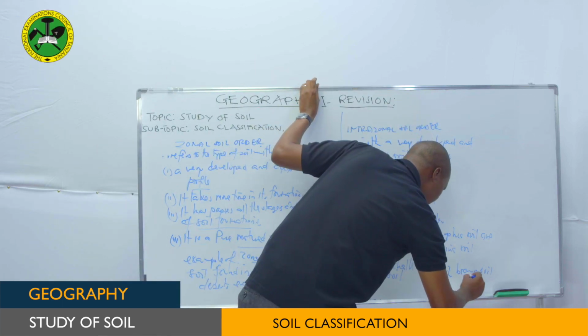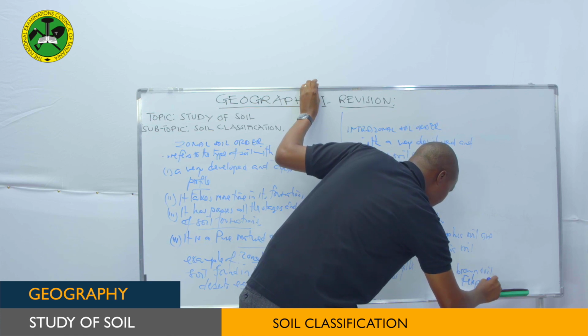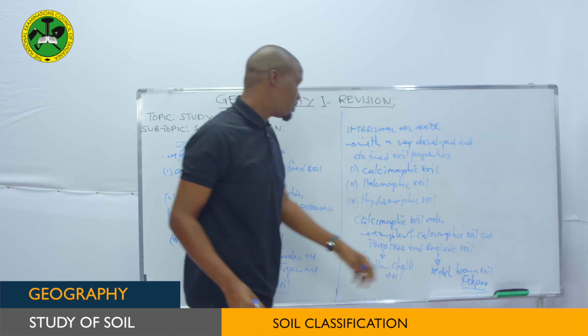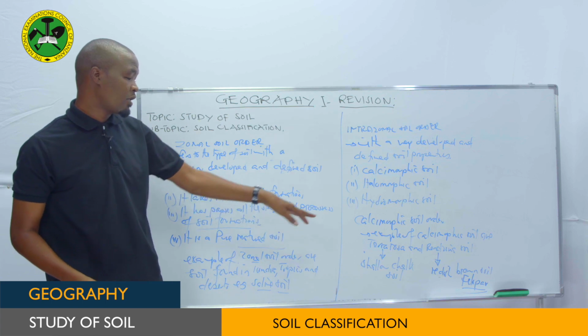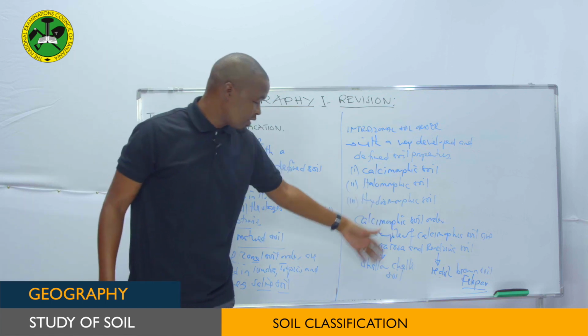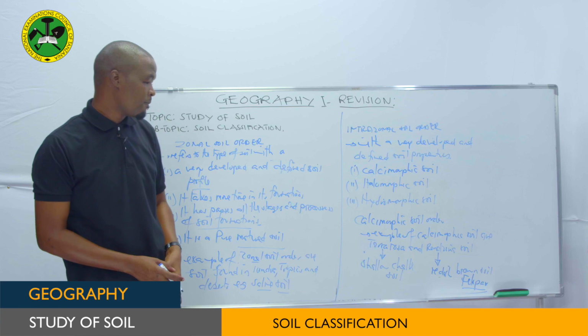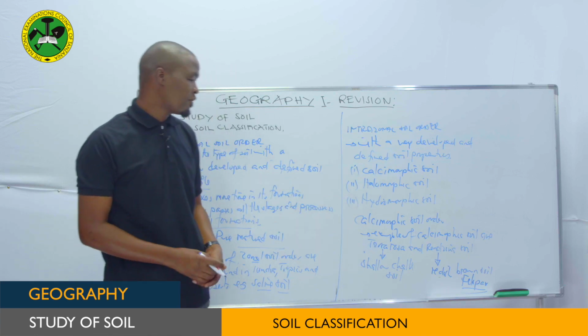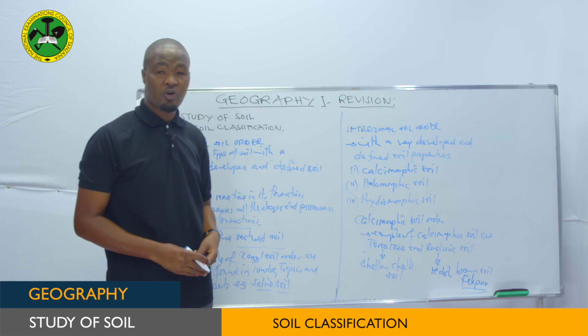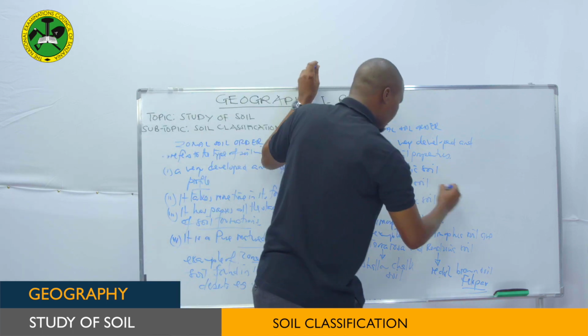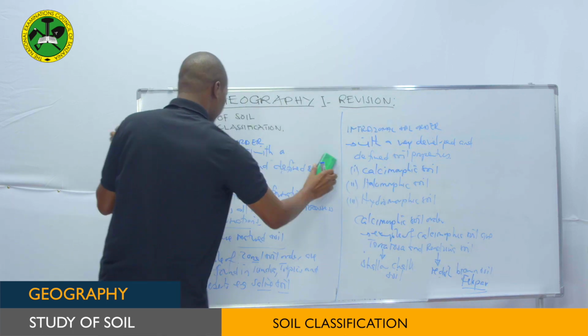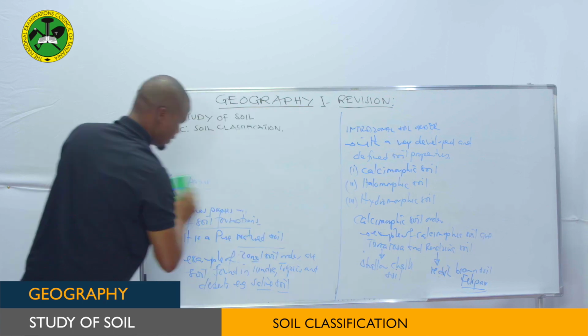For instance, the feldspar. Right now we call them the rendzina soil, or the reddish brown soil, and we have this one, the terra rosa, the shallow chalk soil. Then from there, this is calcimorphic soil. Then we have the halomorphic soil.